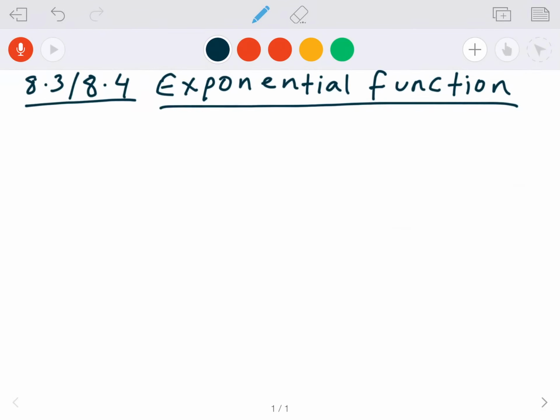Hello everyone, this is section 8.3 and 8.4. Basically, I'll combine two sections, which is about exponential functions. All right.